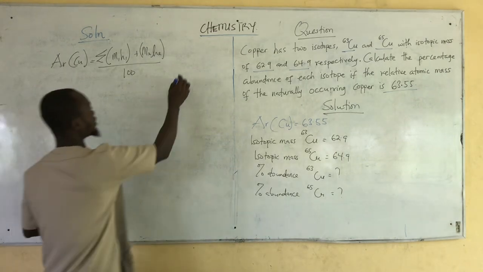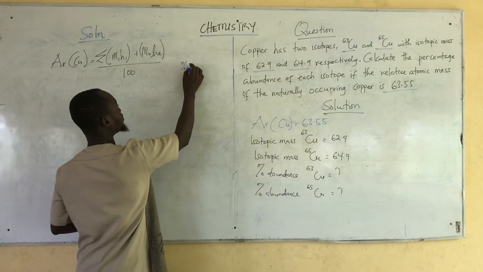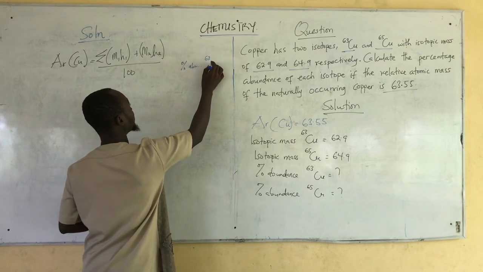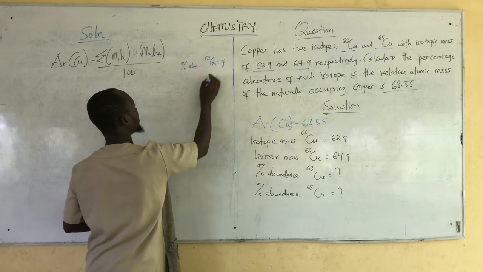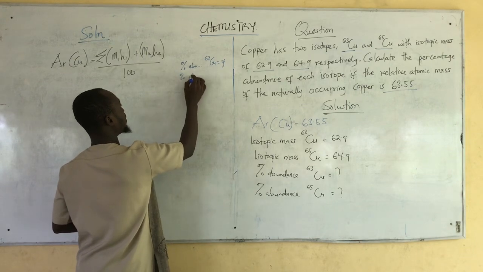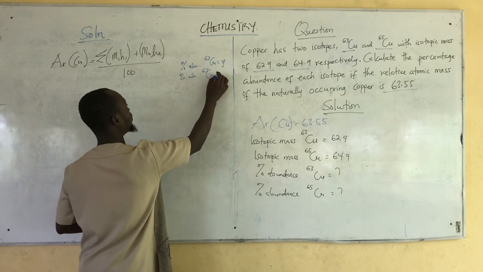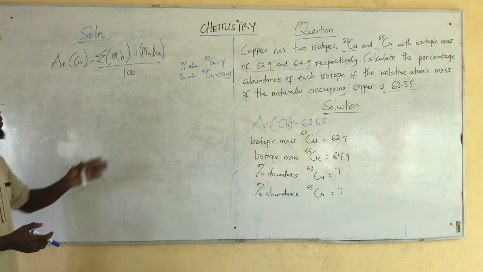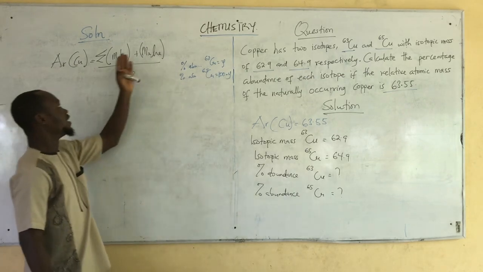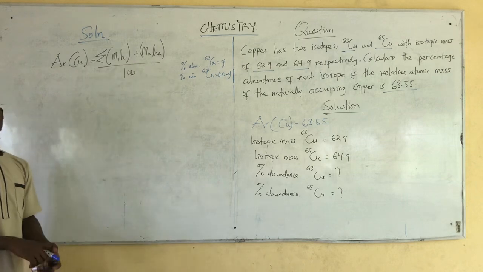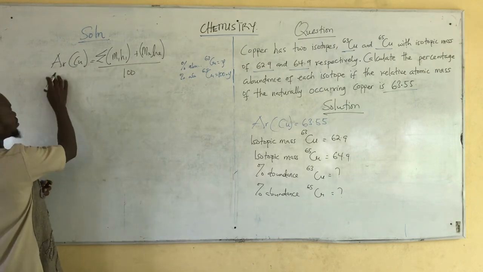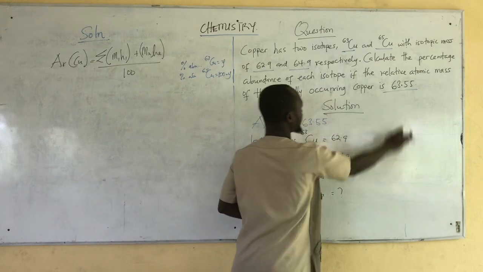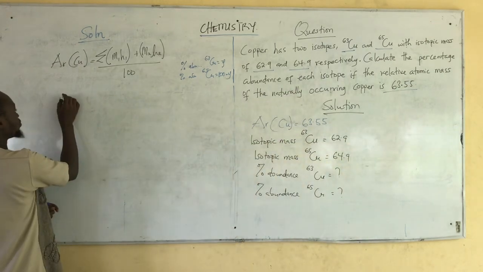So let's write it somewhere. Percentage abundance of copper 63 is y, and then percentage abundance of copper 65 is 100 minus y. Is that okay? So we are going to substitute what we have here into our abundance equation. Is that okay? So AR, which was stated in the question to be 63.55.